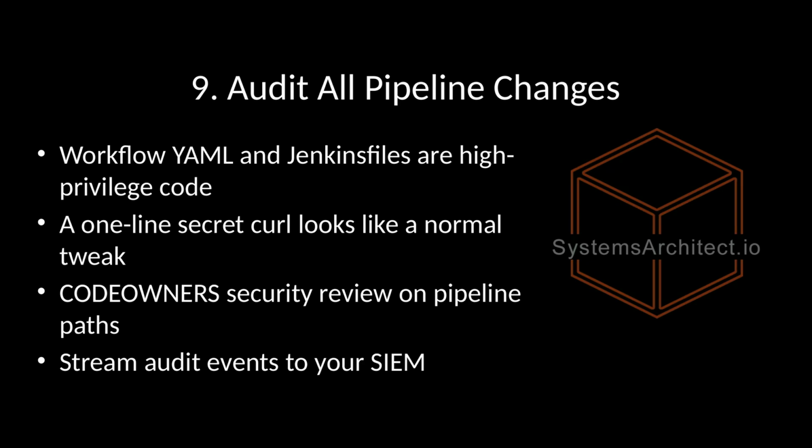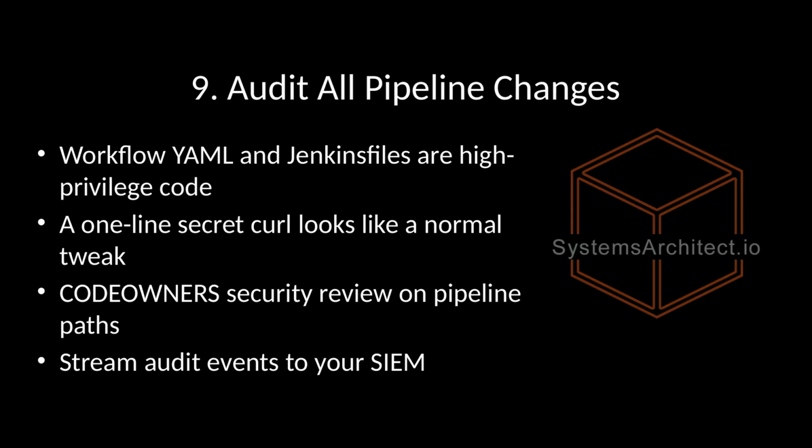Ninth, audit all pipeline changes. Workflow YAML and Jenkins files are high privilege code. A one-line curl of a secret looks like a normal CI tweak without monitoring. Pipeline configs deserve the same scrutiny as infrastructure because they control what runs with elevated rights.